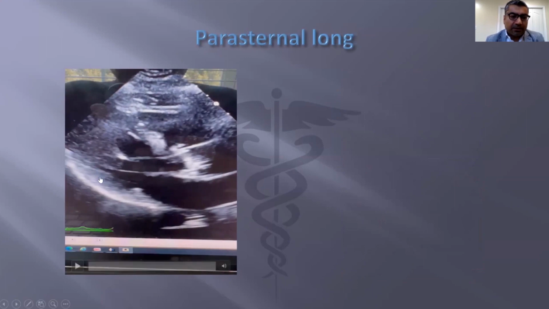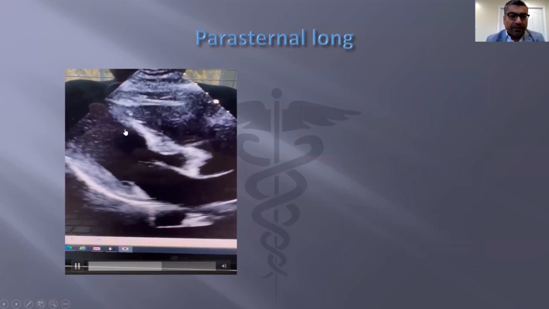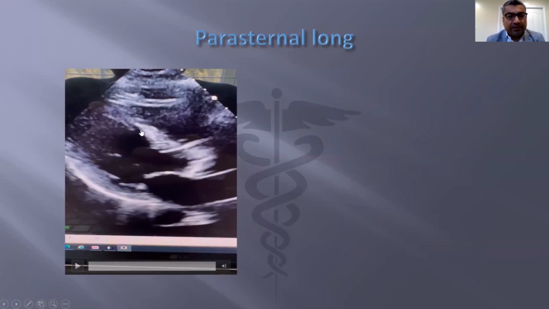This would be the parasternal when your probe is more horizontal. You may get some of these images. It's not hard and fast that you should get it, but if you have short axis, you have more idea. This is mainly the aortic valve and the mitral valve, but this doesn't help as much as the short axis images.